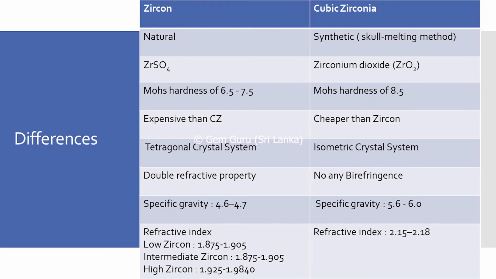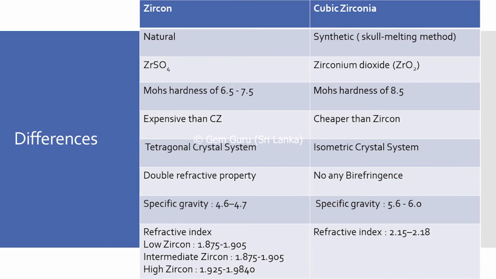When we consider hardness, zircon has 6.5 to 7.5 on the Mohs hardness scale, while cubic zirconia has 8.5 on the Mohs hardness scale. And since zircon is natural, it is expensive compared with cubic zirconia. Then zircon belongs to the tetragonal crystal system, while cubic zirconia belongs to the isometric crystal system.